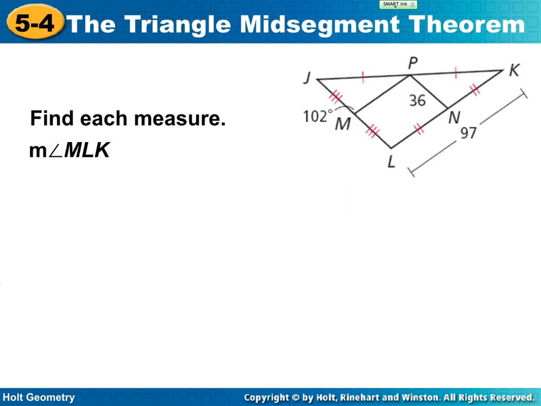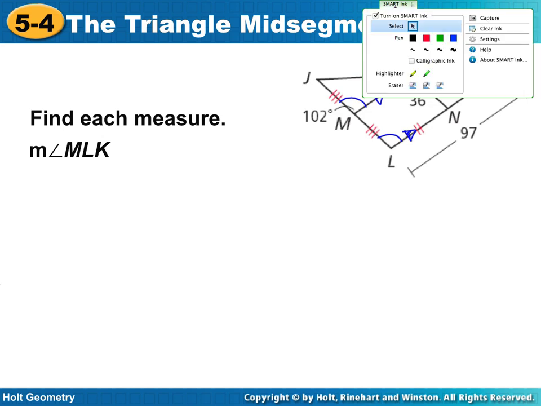Now an angle. MLK. How big's this angle? Why? Okay, good. We did have corresponding. Because by the theorem, those two are parallel. It's 102. Am I going too fast? Kind of zipping through a few of them here.